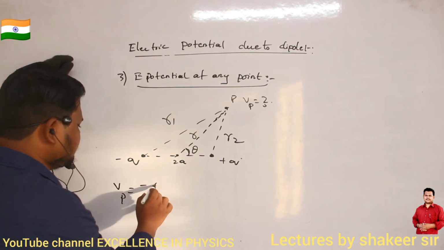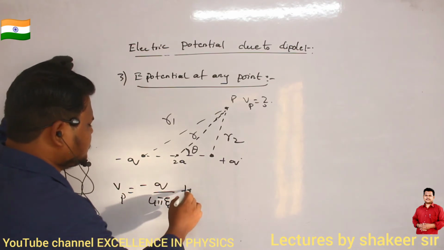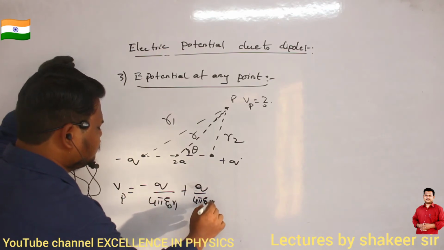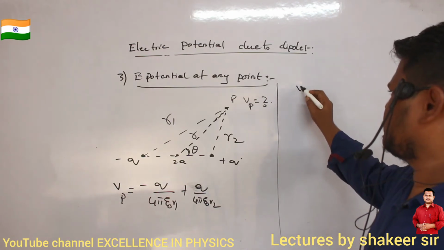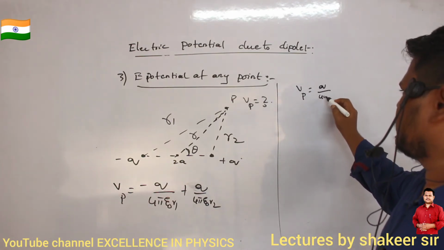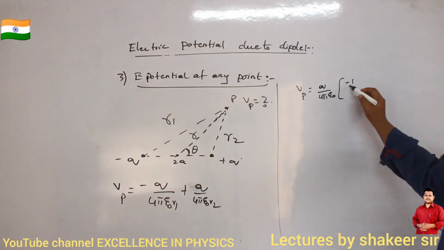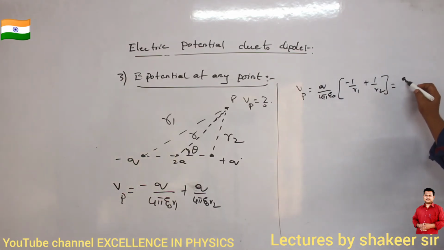Potential due to negative charge is minus q divided by 4 pi epsilon naught into r1. Potential due to positive charge is plus q divided by 4 pi epsilon naught into r2. That's all. Now what are the terms which I can take common here? I can take q divided by 4 pi epsilon naught common. Then what are the terms I am left with? 1 by r2 minus 1 by r1. If I take their LCM, then q divided by 4 pi epsilon naught into, now what is the LCM of this? The LCM is r1 r2, so r1 minus r2.